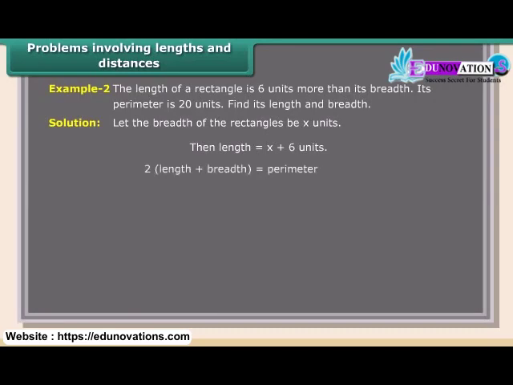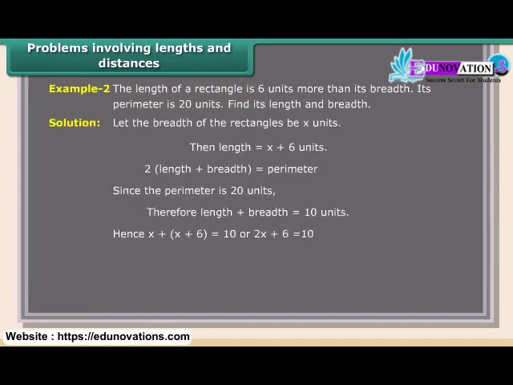2 into length plus breadth is equal to perimeter. Since the perimeter is 20 units, therefore length plus breadth is equal to 10 units. Hence x plus x plus 6 is equal to 10, or 2x plus 6 is equal to 10. Therefore, 2x is equal to 4 and x is equal to 2. Breadth is equal to 2 units. Length is equal to 2 plus 6 is equal to 8 units. Length is 8 units.